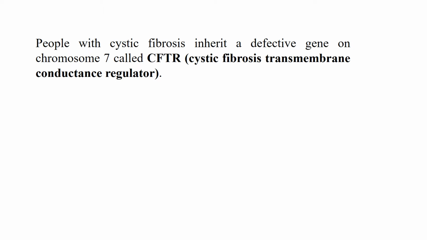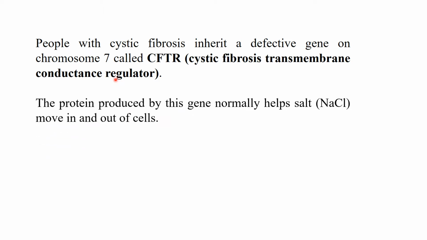People with cystic fibrosis inherit a defective gene on chromosome number 7. This gene is called the CFTR gene. CFTR stands for cystic fibrosis transmembrane conductance regulator. This is the name of the gene, and it is present on chromosome number 7. The protein produced by this gene normally helps salt, mainly sodium chloride, move in and out of the cell.